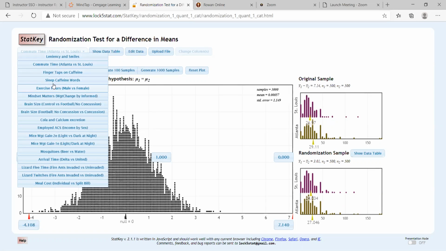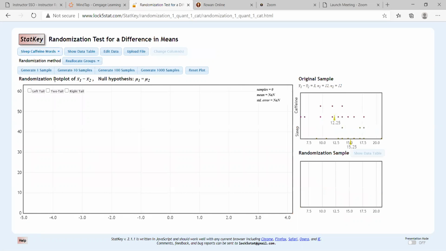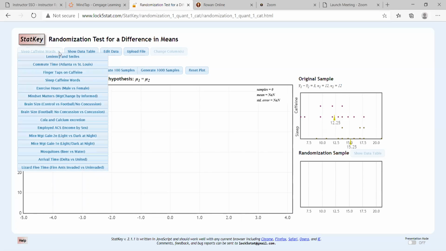Let's look at sleep caffeine words. I don't know what sleep caffeine words means, so let's pick another one. I don't like that one too much. Brain size. There we go. Brain size.